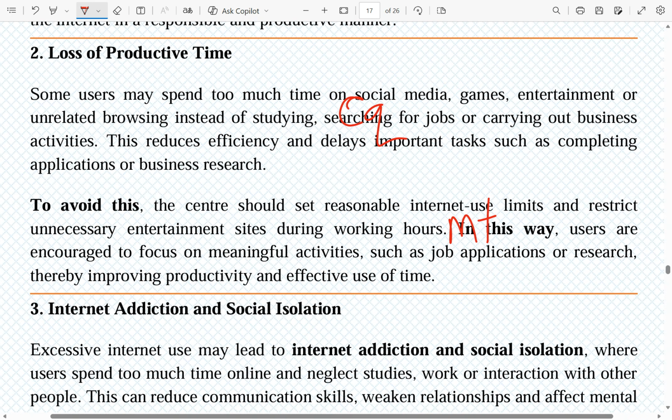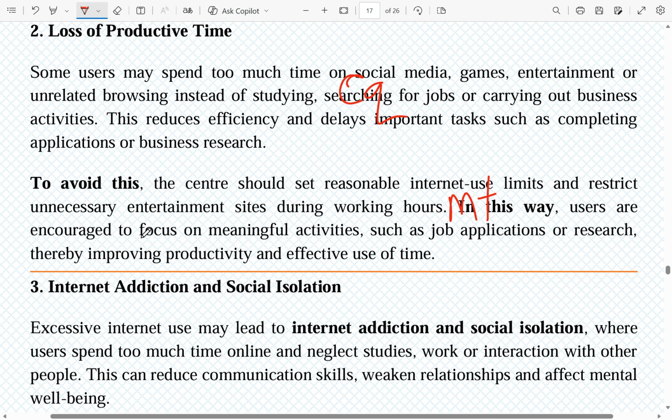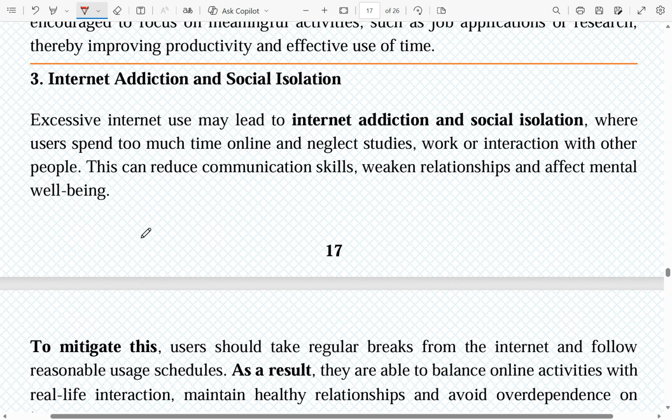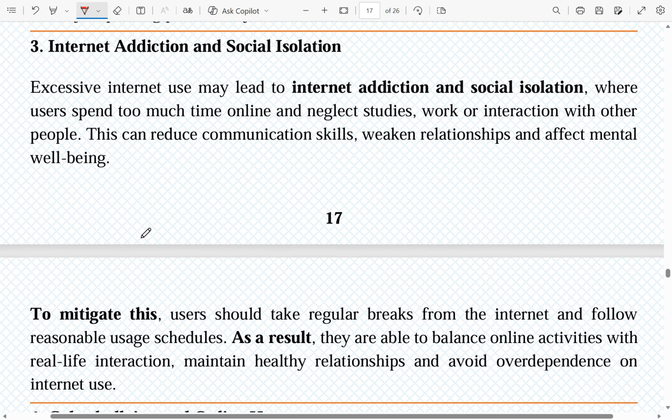So far, those are the internet abuse consequences. We can also look at another one. We have internet addiction and social isolation. Excessive internet use may lead to internet addiction and social isolation, where users spend too much time online and neglect studies, work, or interaction with other people. This can reduce communication skills, weaken relationships, and affect mental well-being.